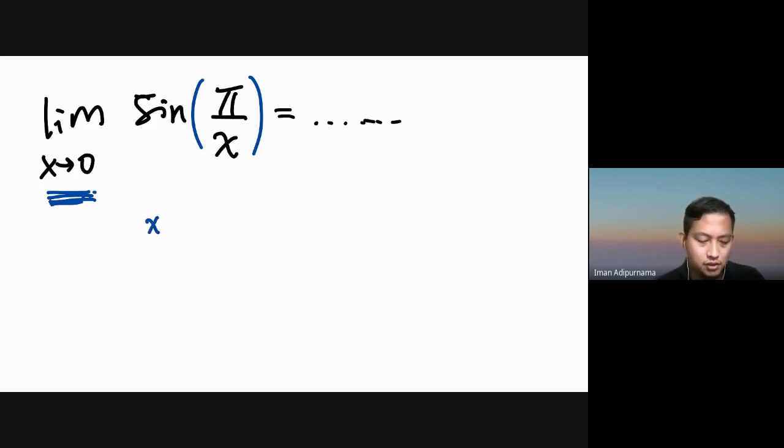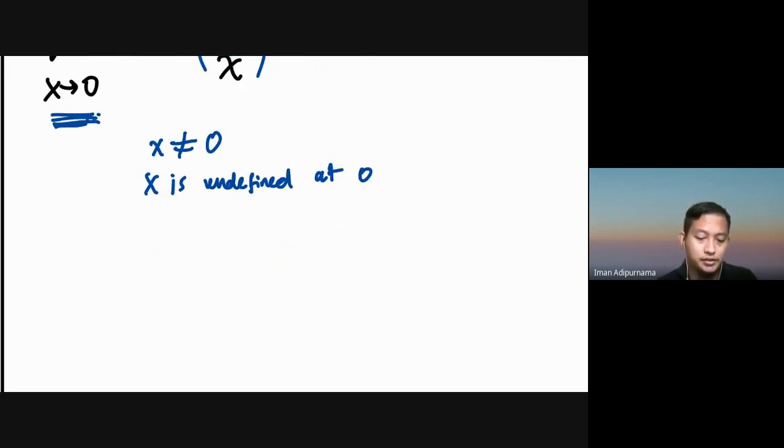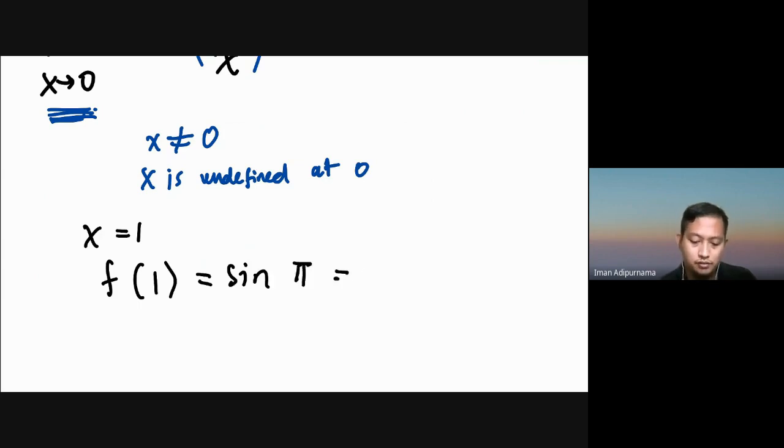So x couldn't be 0, or x is undefined at 0. So what can we do? Let's try several x. Let's try x equal 1. So we have sine pi. It's 0, right?